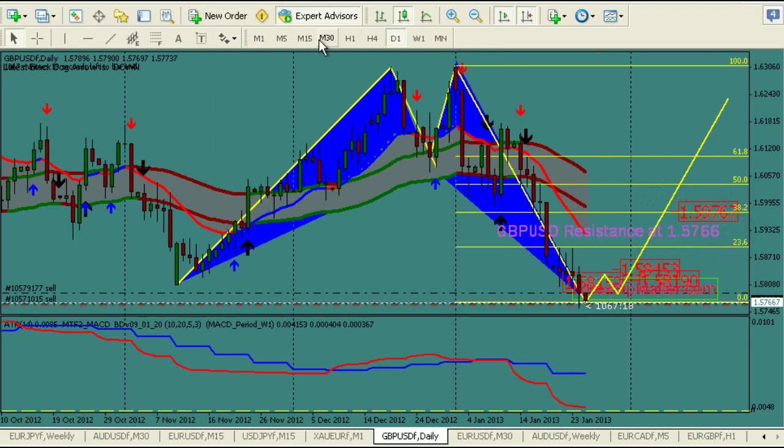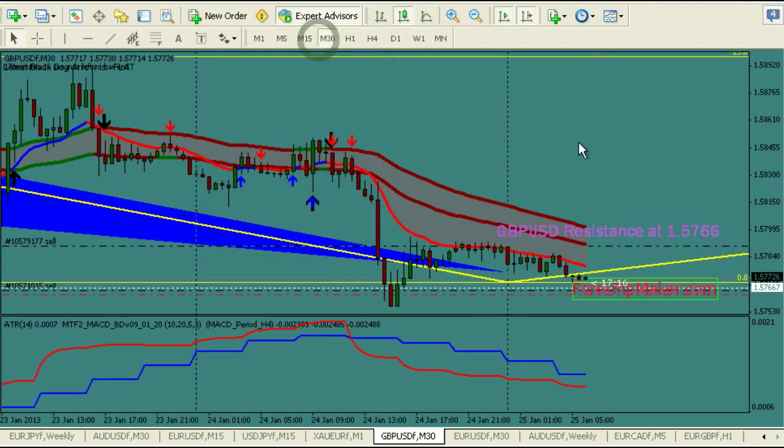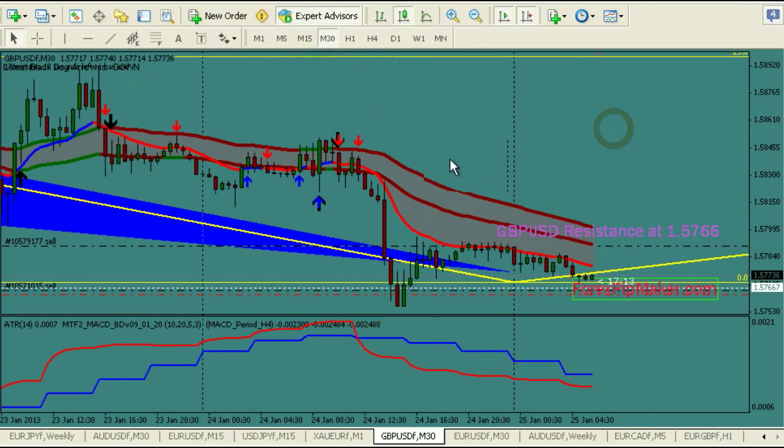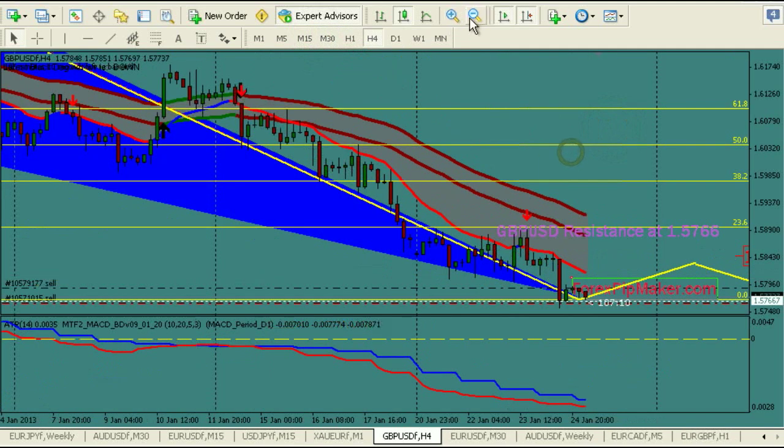And then if we go down to the shorter time frames, see the H4 charts.